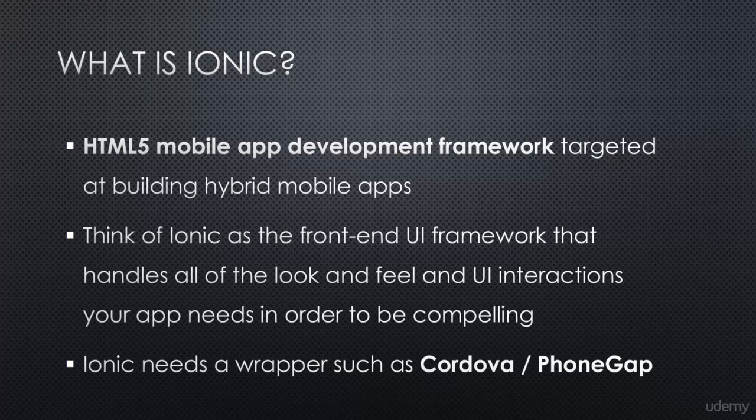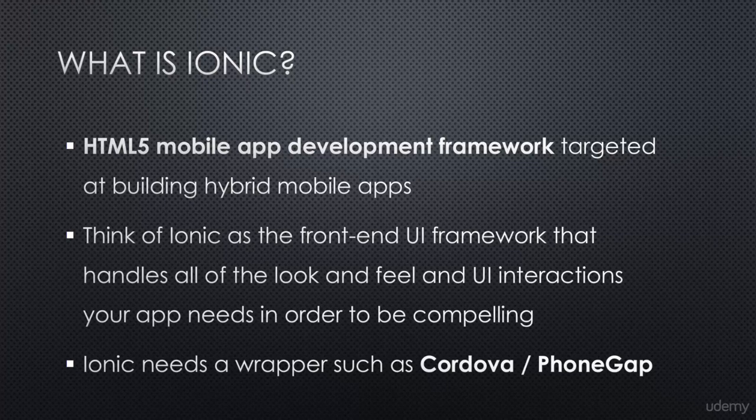As we talked about earlier in the course, a hybrid app is basically a web app that runs inside of a native container or a web view. So you can think of Ionic as the front-end UI framework that handles all of the look and the feel and the UI interactions that your application needs in order to be compelling.